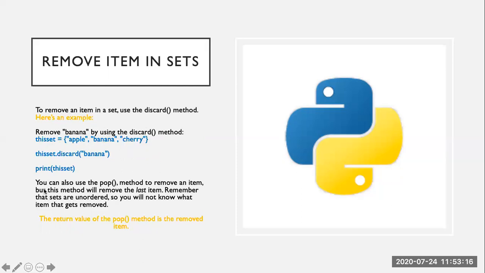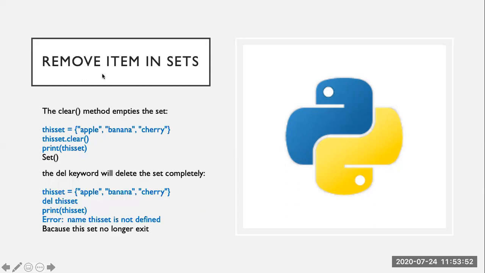Remember that we cannot use the pop method which we used in the list, because the pop method returns the value by removing the last item. As we know that sets are unordered, when we use the pop method to remove an item, it will not remove the last item, because we don't know which item is actually removed. So whenever we want to remove an item, it is preferred to use the discard method for sets.